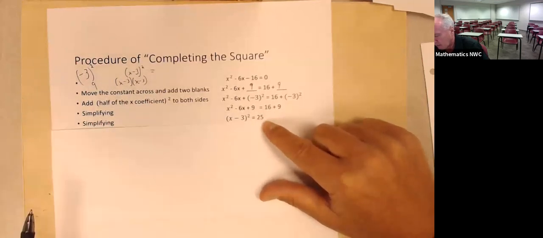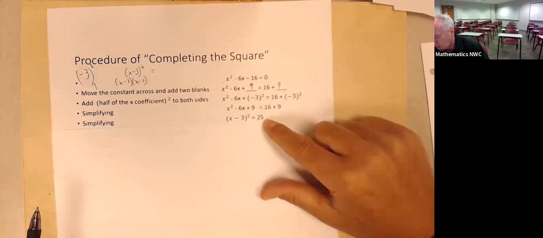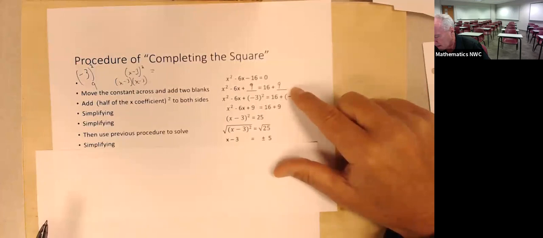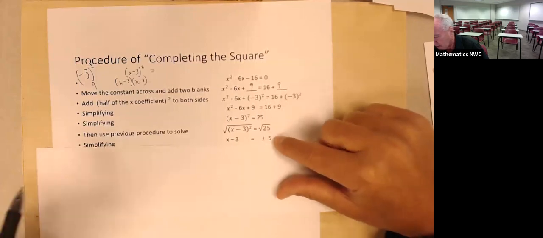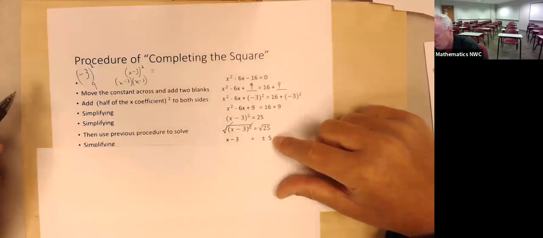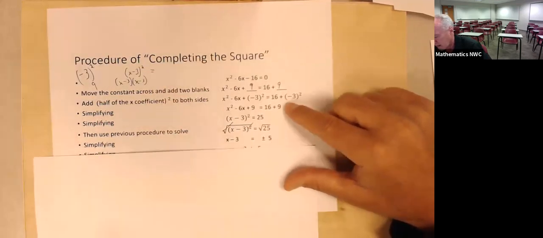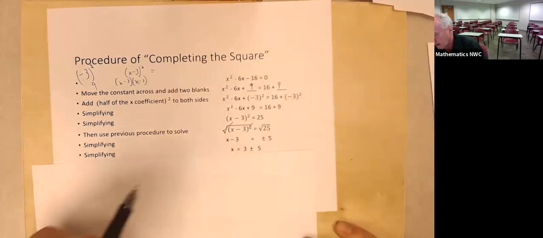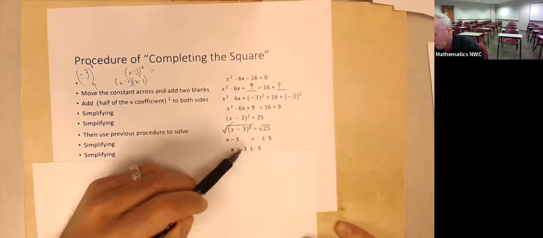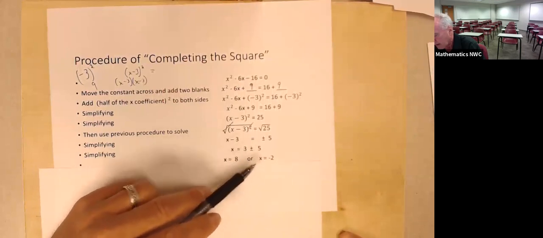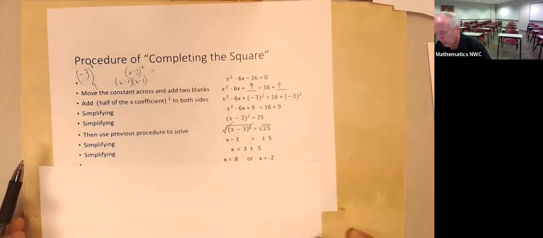And now I follow the same old procedure that we used in last chapter. I take the square root of both sides, get x minus 3. Remember, the square root and the squared cancel. And I get plus or minus 5. Bring that negative 3 over. It's a positive. 3 plus 5 is 8. 3 minus 5 is a negative 2.